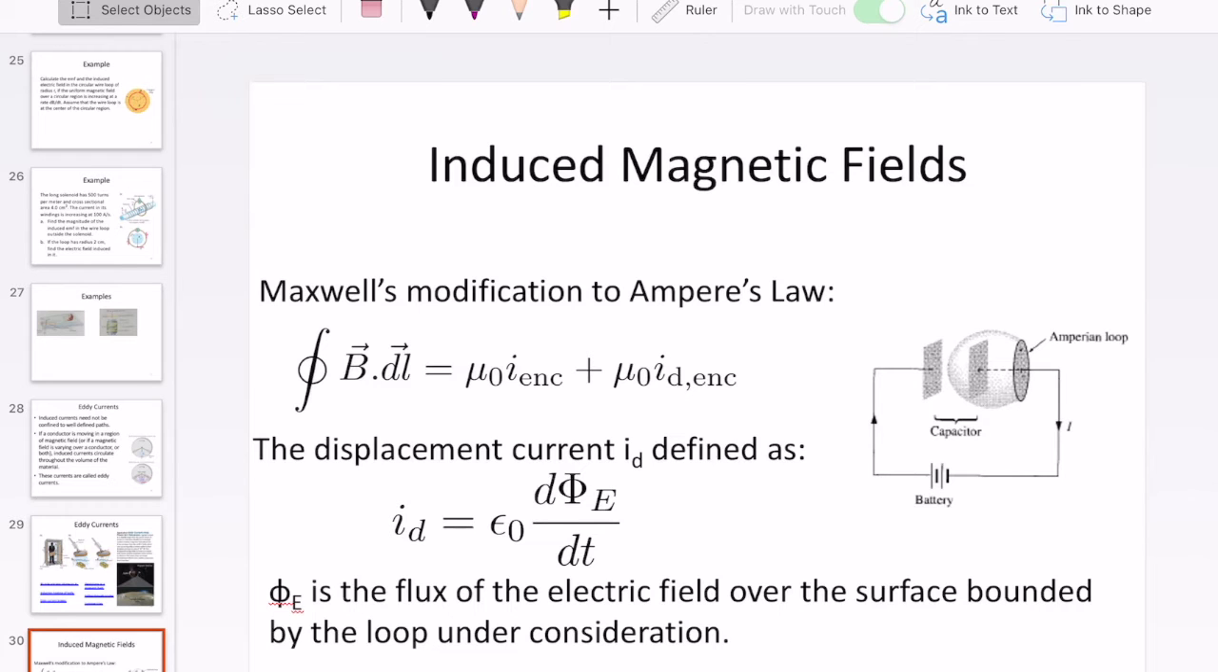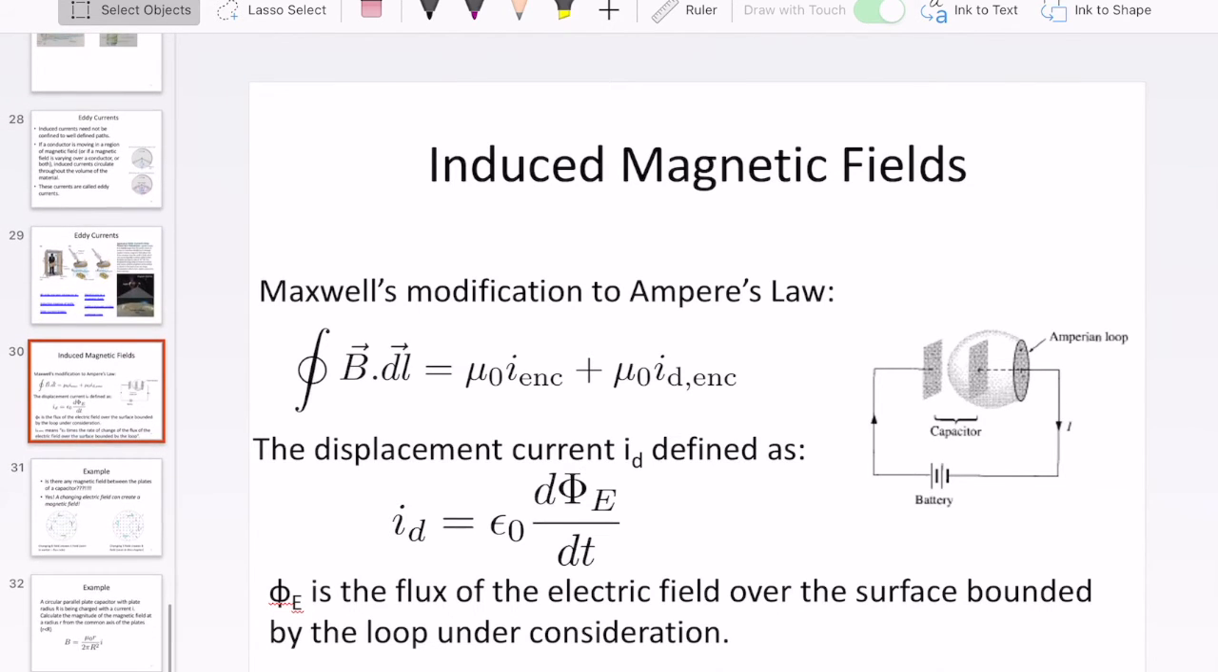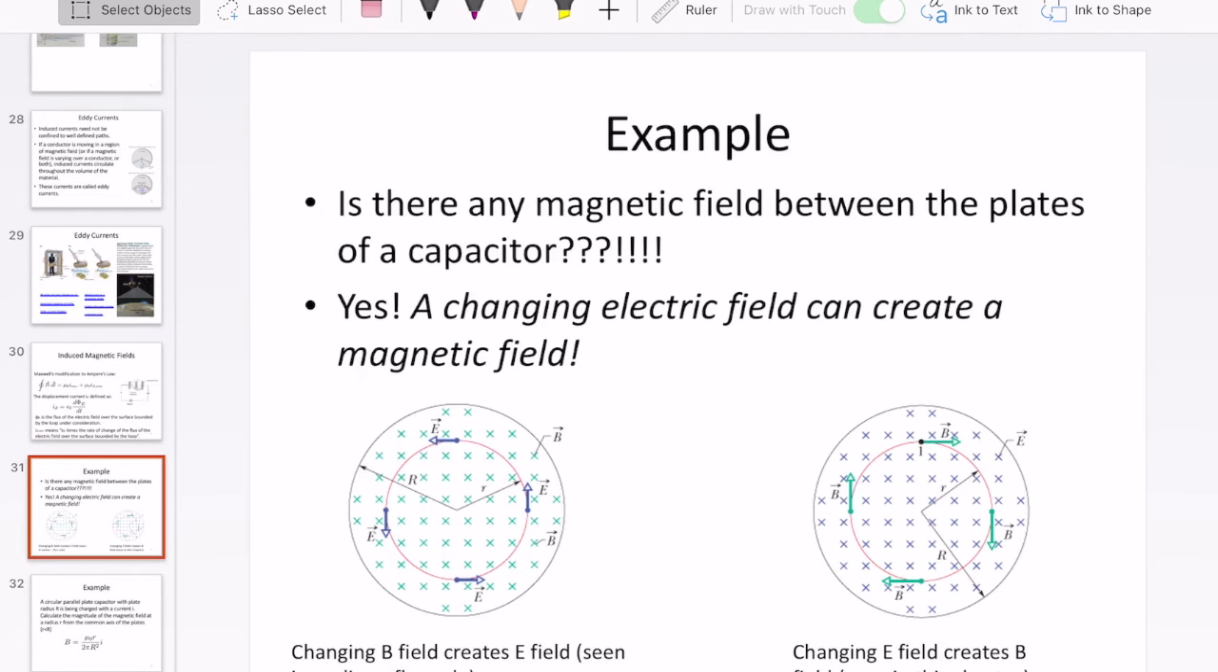Okay. Now, does this extra term tell us anything interesting that we didn't know? Absolutely. Does this have any interesting physical significances? Absolutely. Let us consider this question on the next slide.